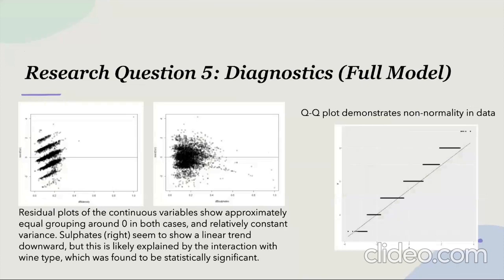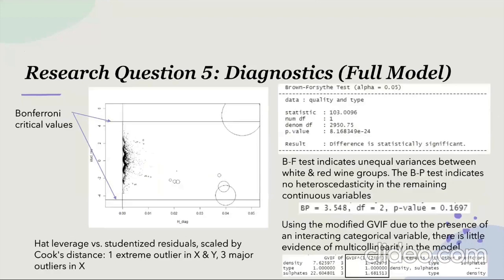Next, we'll look at diagnosis of the model and any remedial procedures that we have to perform. The residual plots of the model's two continuous variables are shown on the left. They have approximately equal grouping around 0 in both cases, as well as a seemingly constant variance. Sulfates, on the right of the two plots on the left, seems to show a slight linear trend downwards as the graph moves to the right, but this is likely explained by the interaction with wine type, which was found to be statistically significant in the OLS model.